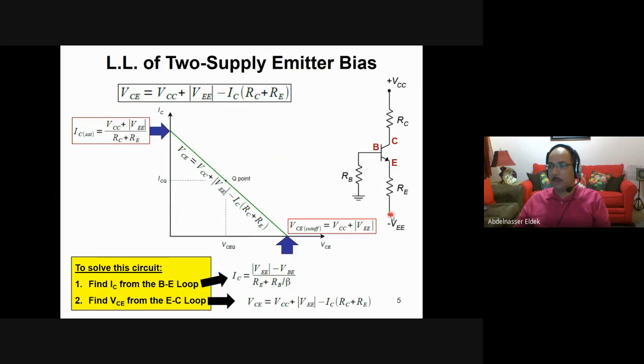So this voltage equals what? Equal this VCE plus the voltage across this resistor plus the voltage across this resistor, as I explained before. So in this case, VCE equals the total voltage, VCC plus VE, minus the current IC times RC plus RE. So this will be the equation to calculate VCE.